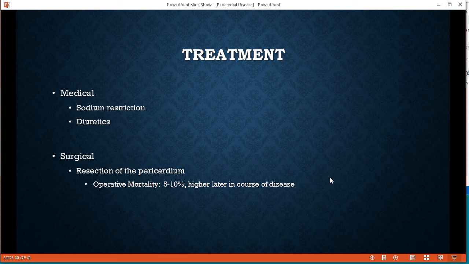And you can see on the screen that operative mortality can be upwards of 5 to 10%, and even higher if you're in the advanced stages of this disease process. So if this is something that's caught fairly early, taking care of it early would probably portend a better result or a better outcome overall. Okay.